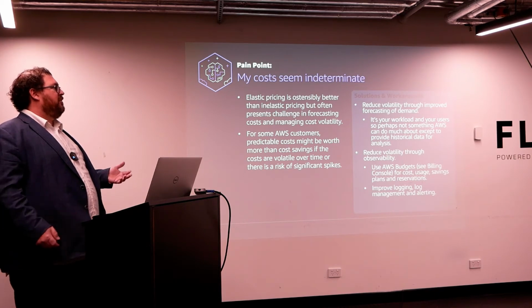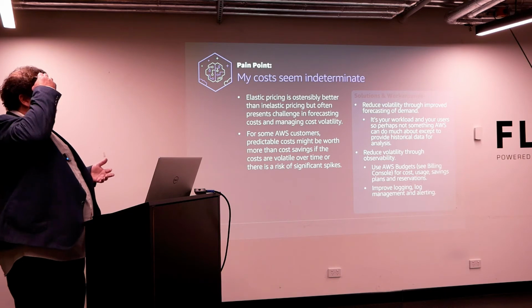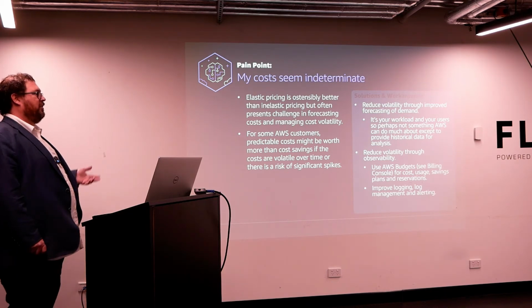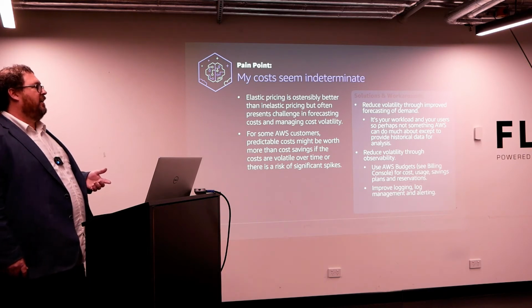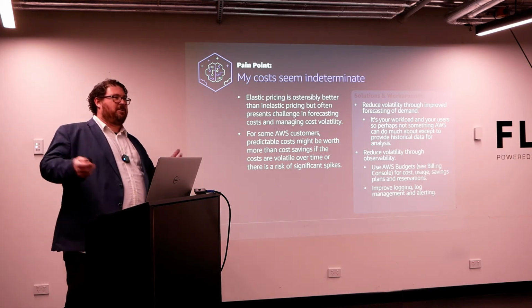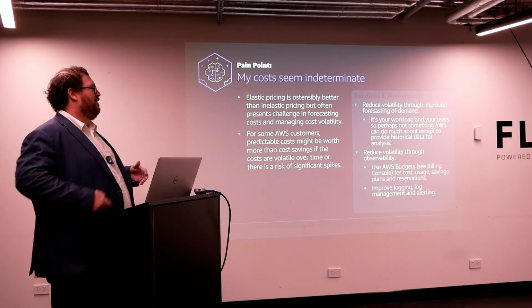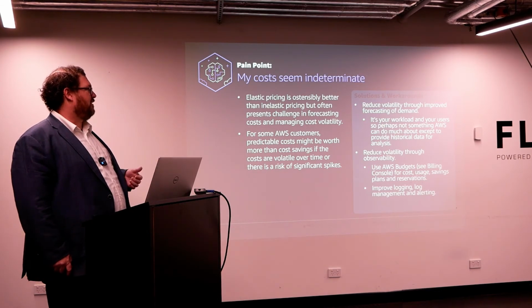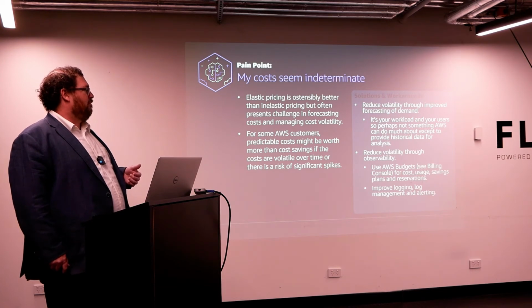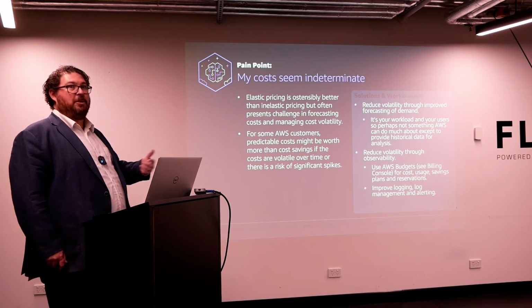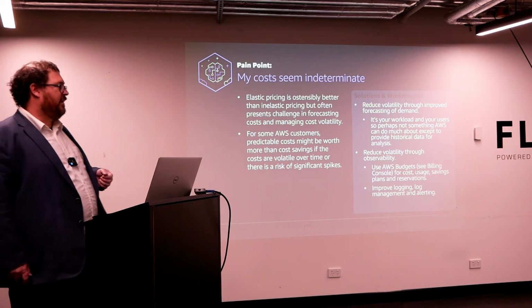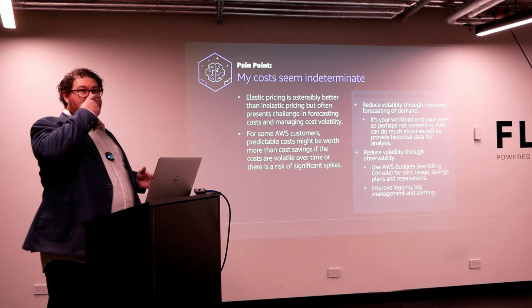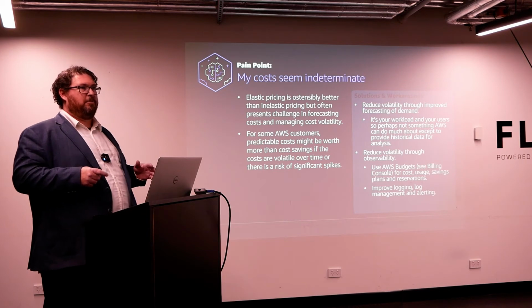How things that we can do to maybe improve that situation. So we can try and reduce volatility through improved forecasting of our demand, but that's not an AWS thing. I don't think there's much we can do on the platform that helps us with that. That's for us to figure out. Or we can reduce volatility through observability, so getting out ahead of anomalies and spikes, for instance. Budgets can be a good tool for that, as is logging in general, and I don't think that's something that we probably want to get into today.